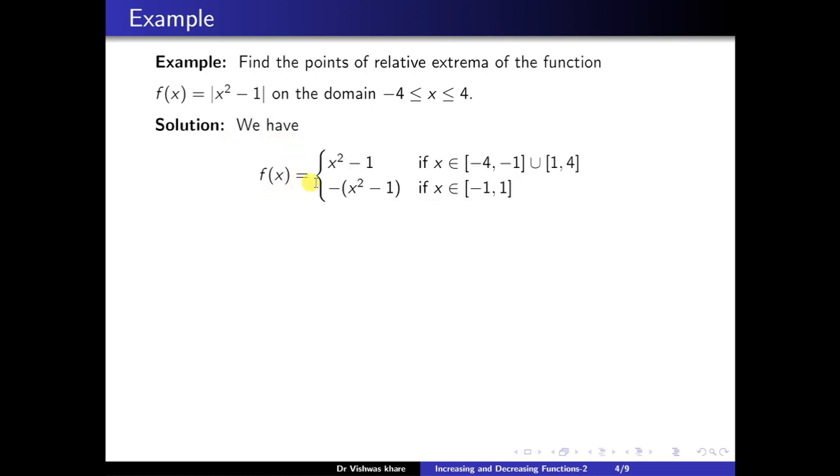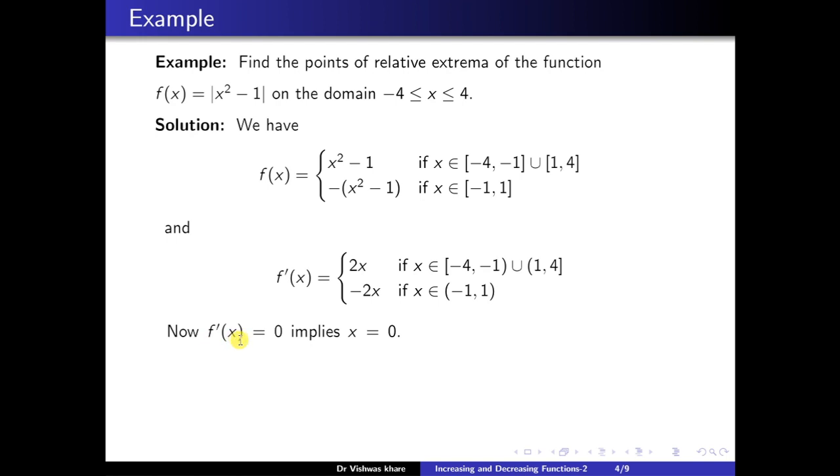We have f(x) = x² − 1 if x belongs to closed interval −4 to −1 union 1 to 4, and −(x² − 1) if x belongs to closed interval −1 to 1. This is obtained by applying the definition of modulus of x. And when we find the derivative of this, it gives 2x if x belongs to closed interval −4 to −1 union 1 to 4, and −2x if x belongs to −1 to 1.